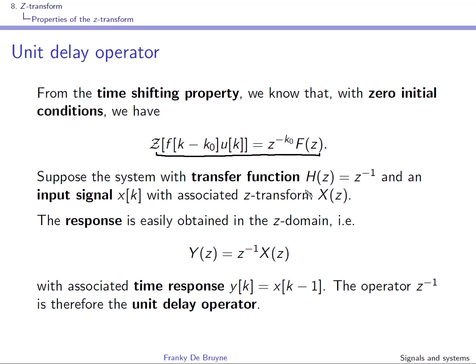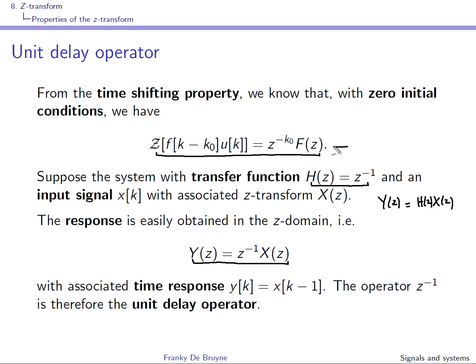So assume now that we have a system that has transfer function z minus 1. We have not yet introduced the transfer function in the context of discrete time systems, but you can imagine from what you have seen in the Laplace domain that the transfer function will link the input X of z to the output as follows. We'll come back to that later. So if a system is described by a transfer function z minus 1, then you have this relation over here.